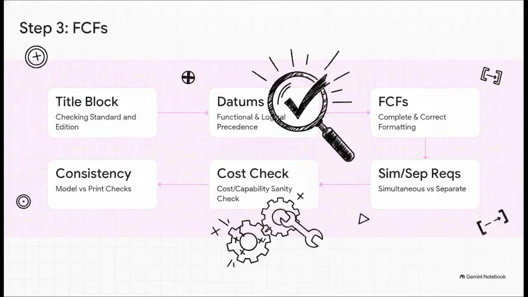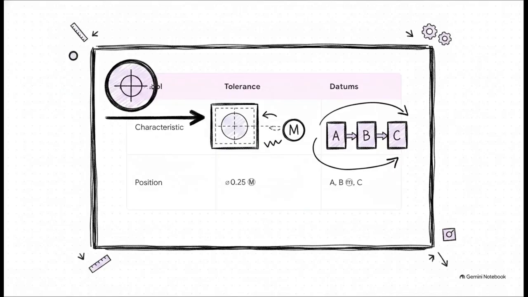All right, Step 3 is where the heavy lifting really happens, checking every single feature control frame for completeness and correct formatting. Listen, this step alone catches about 80% of real-world print errors. The absolute fastest way to scan a feature control frame is strictly left to right.